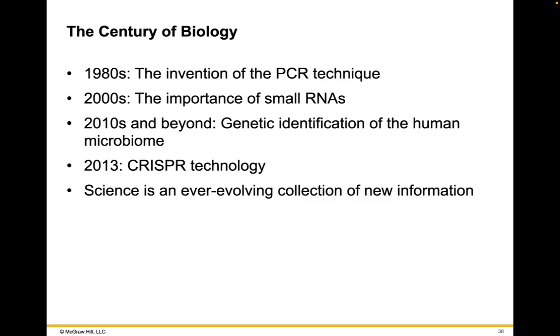In the 2000s, we learned the importance of small RNAs, like RNAi. And then we were able to do the Human Genome Project and look at not just the human genome, but the microbiome of humans. In 2013, we came out with CRISPR, which is genetic editing using Cas9. So we can essentially, just like if you were to type out a paper and you see one word you've made a mistake in, you can delete that word and replace it with another. We can do that now with genes and DNA.